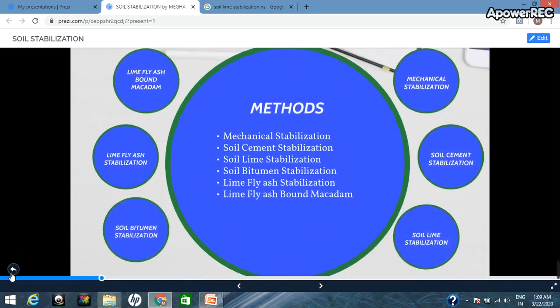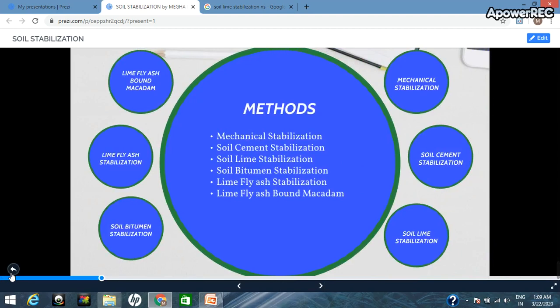Next we have lime fly ash stabilization, the lime fly ash bound mechanism. Lime fly ash stabilization means soil plus lime, as we have discussed above, and fly ash, which is a byproduct of coal industries, basically thermal power plants. The fly ash that they generate out of power generation is of no use, and we usually create blocks and bricks for the construction process, and we also stabilize the soil by fly ash.